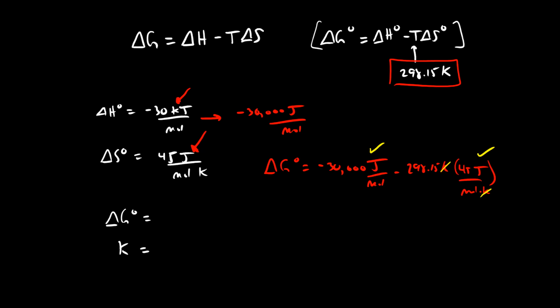So when you plug this into your calculator, you see that delta G naught is equal to negative 31,340 joules per mole, or this would be equal to negative 31.34 kilojoules per mole. So that's our delta G naught.